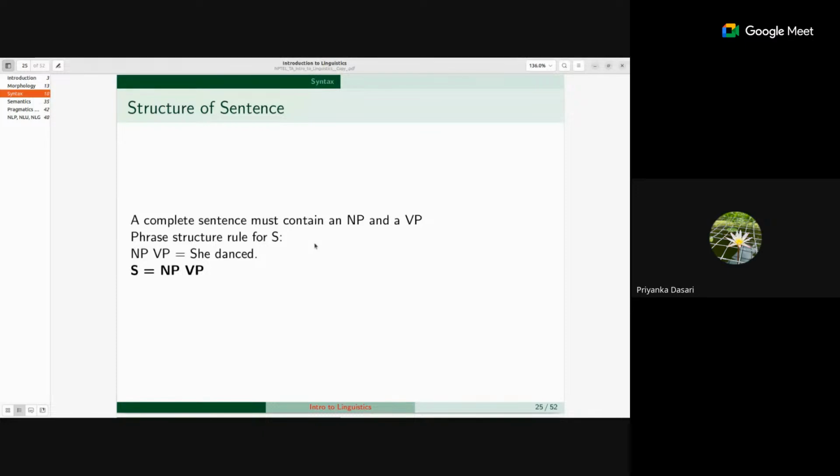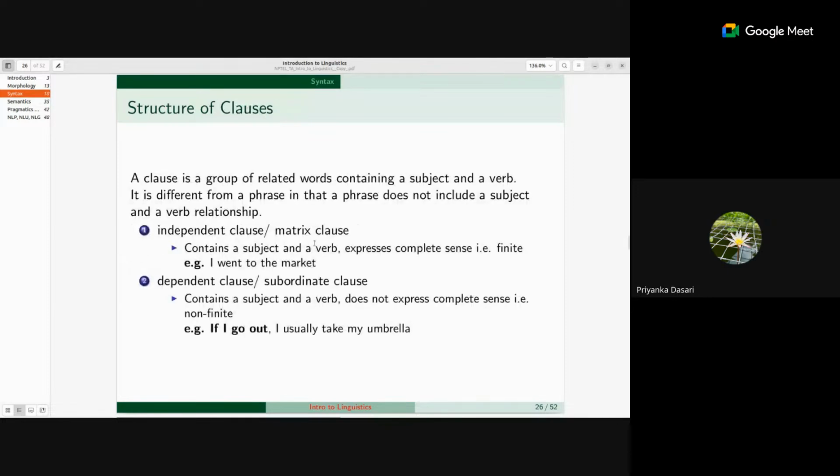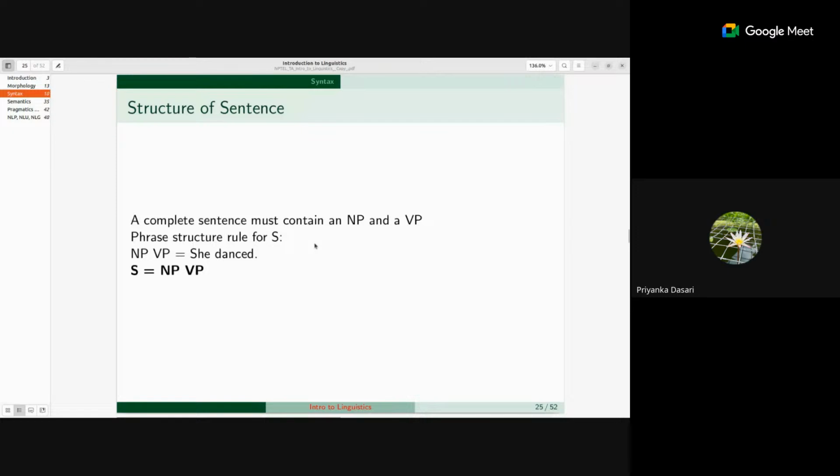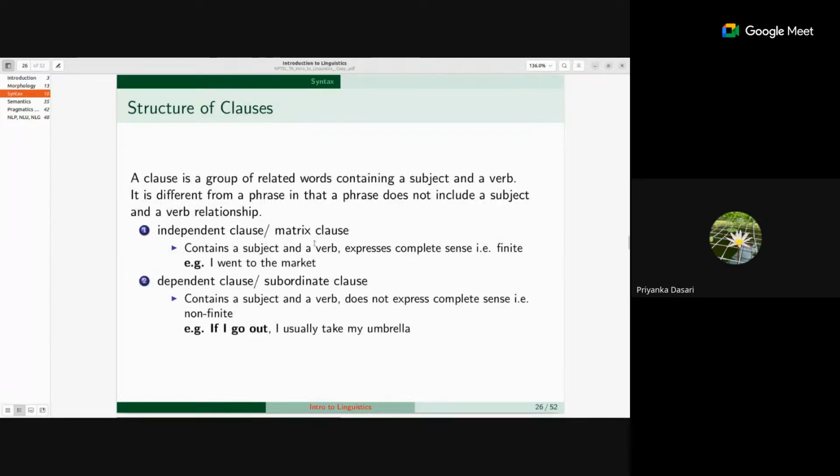So after this, there are so many other concepts that have come. I'm not discussing more about it, but this is the basic understanding one must know for properly analyzing the language when you work on this kind of tasks, NLP tasks.